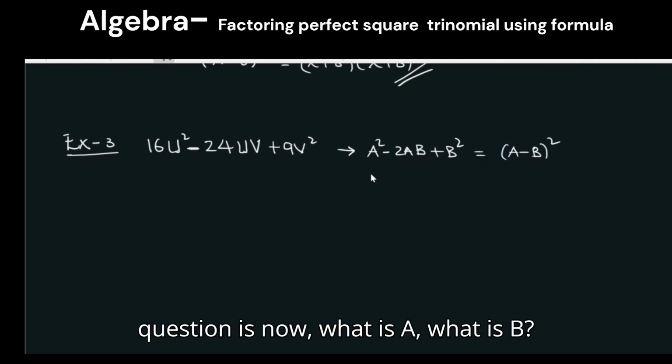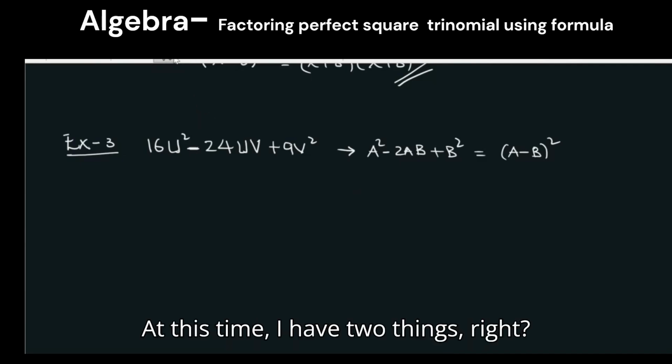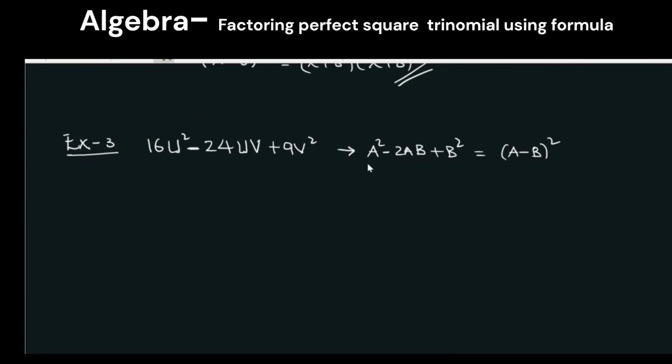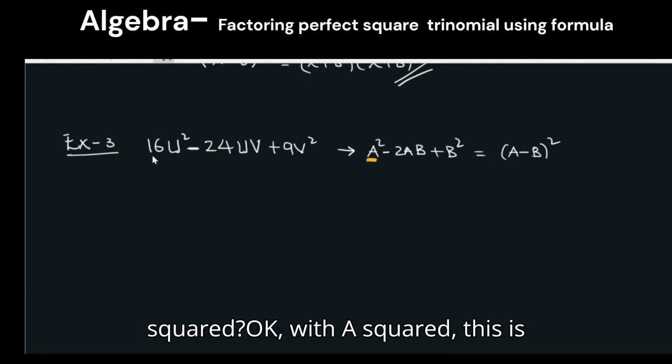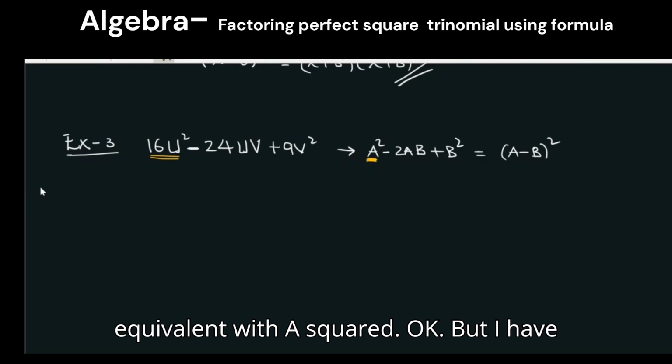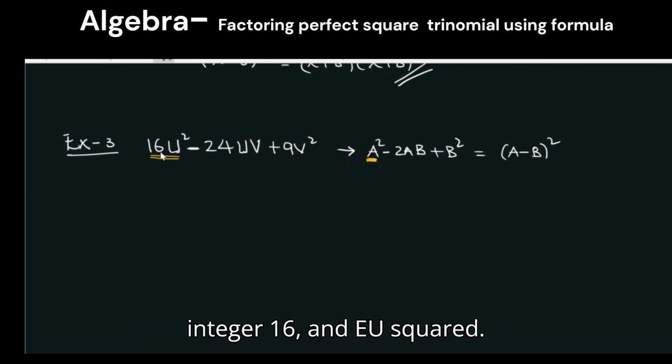Okay, this is how I'm going to proceed. The first question is now, what is a, what is b? Be careful now. At this time, I have two things, right? A squared, who is equivalent with a squared? Okay, but I have two things now. I have the 16, the integer 16, and the u squared. Obviously for u squared, I have u, but for 16, what is 16?